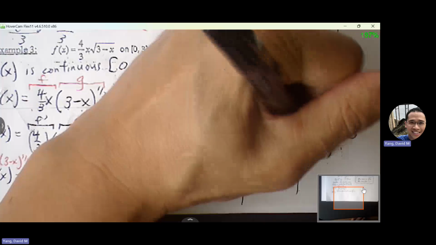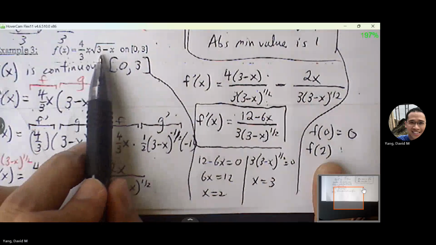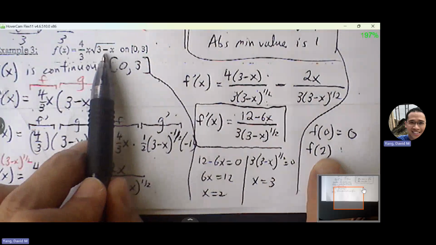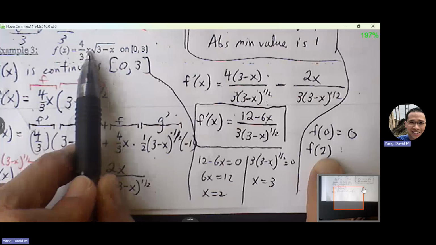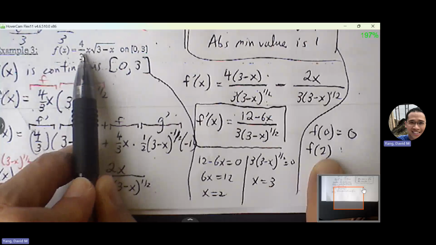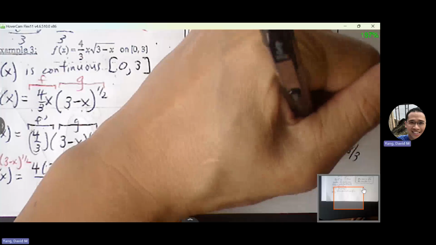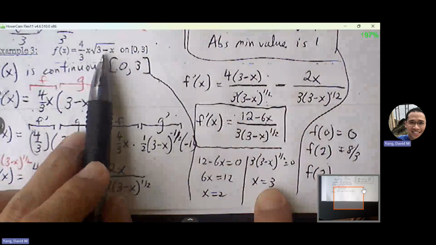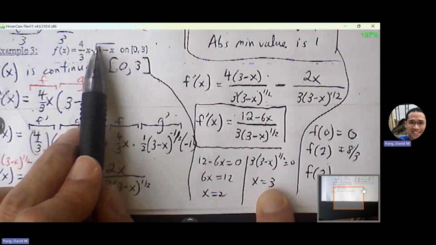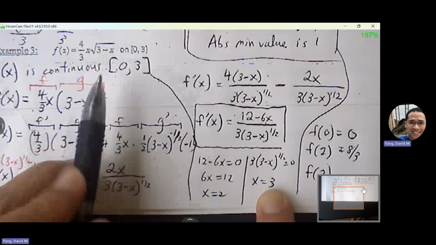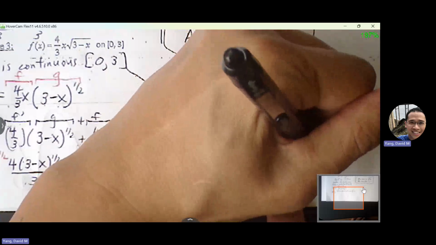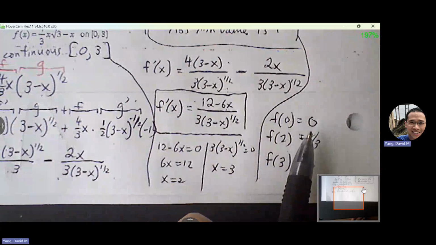F of 2. 3 minus 2 is 1. Square root of 1 is 1. 4/3 times 2 is just 8/3. And f of 3 is nice because if I plug 3 in, 3 minus 3 is 0. Root 0 is 0. Anything times 0 is just going to be 0.